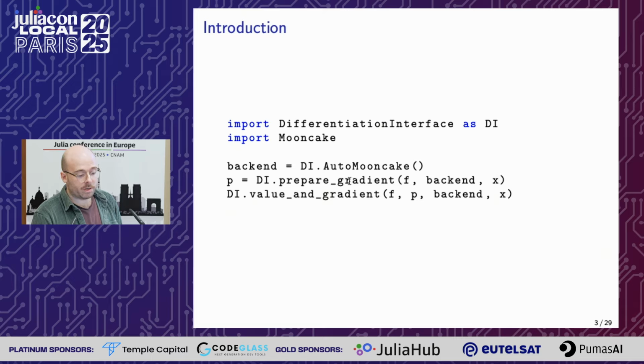We do this gradient preparation step once, and then once we have the result of that, we can compute the value and gradient reasonably efficiently, fingers crossed, most of the time. The idea is you do this prepare gradient step once, and then repeat value and gradient many times if you're doing some kind of optimization procedure or approximate Bayesian inference or something.